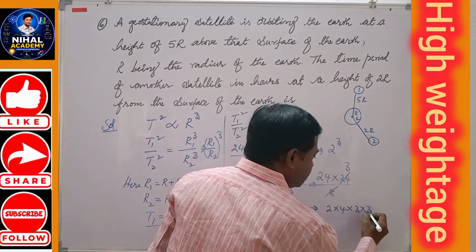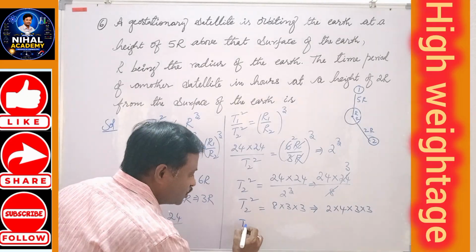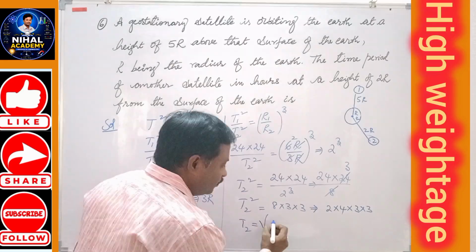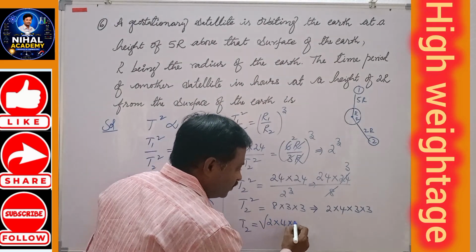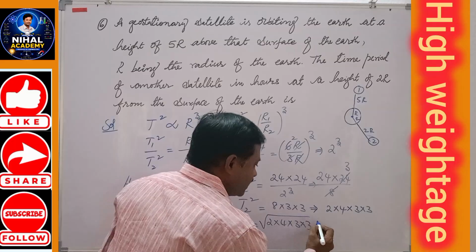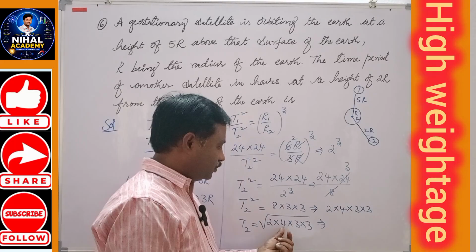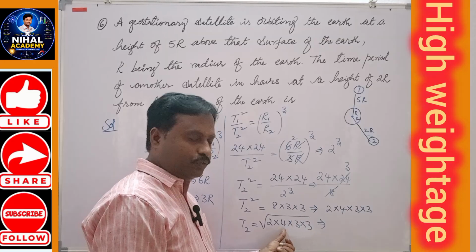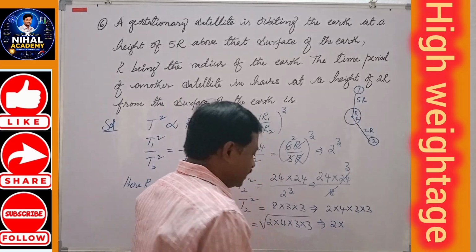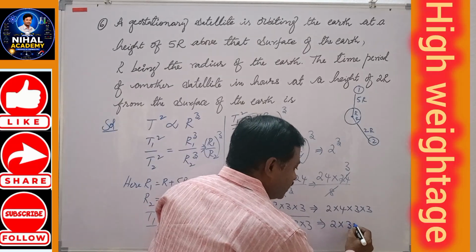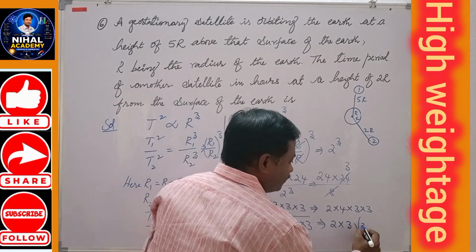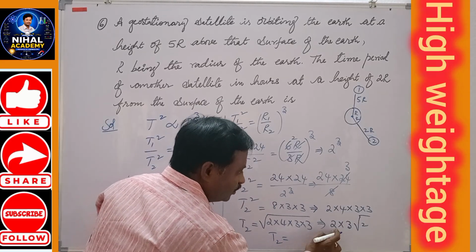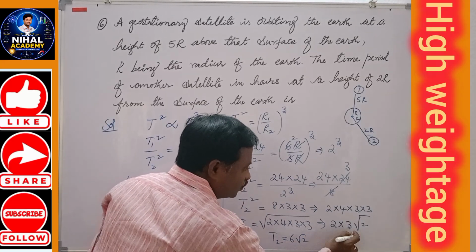Now we have to calculate T2. So T2 is equal to, this is square, so if we apply the square root, then root of 2 into 4 into 3 into 3. Square root of 4 is equal to 2, and square root of 3 into 3 is 3. So that is 2 into 3, and what is left here? Root 2 is left. So therefore T2 is equal to 2 times 3 is 6, and root 2, 6 root 2.